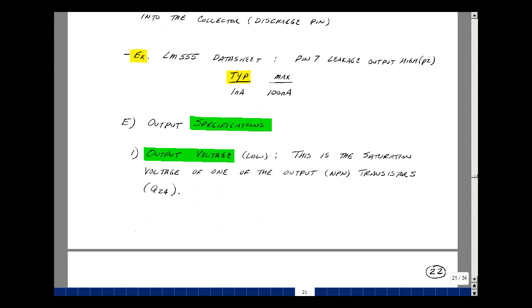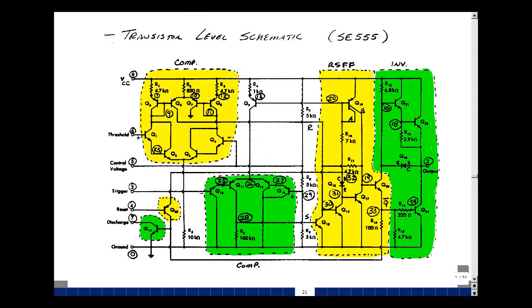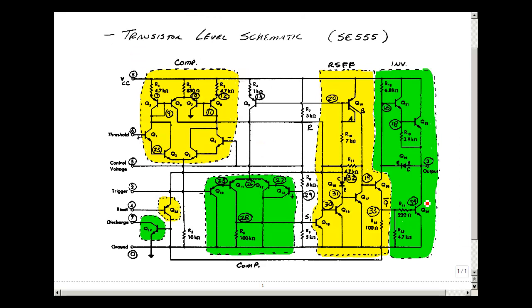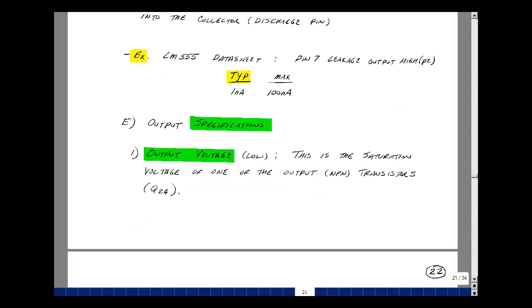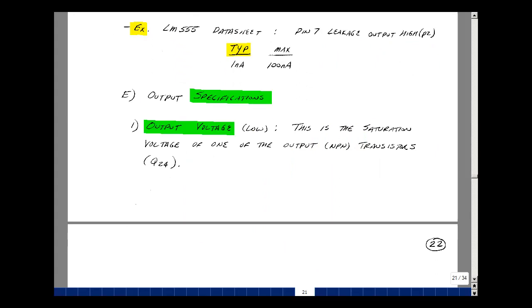Let's next take a look at the output specifications. So our output can be low or can be high. Refer back to the schematic that I showed you earlier. Let's just go back to that. This output transistor here is Q24, and this is either saturated or cut off. Actually, going active. Let's take a look at some of the specs on that. This is transistor Q24. Take a look at when it's saturated.